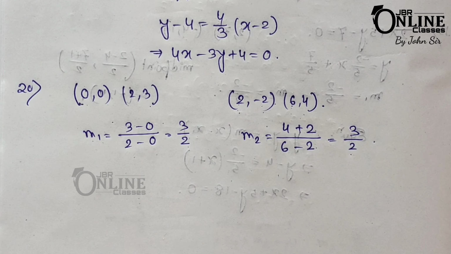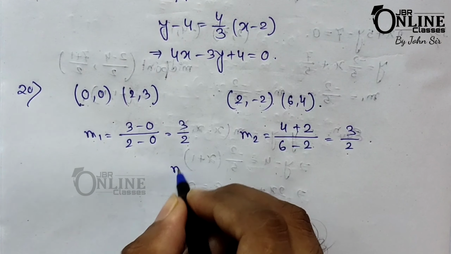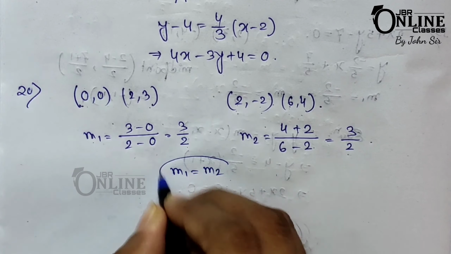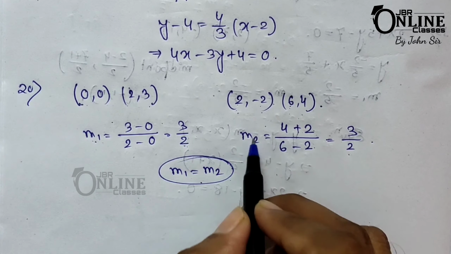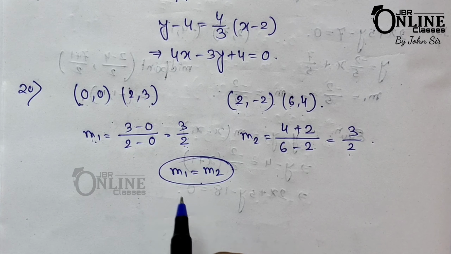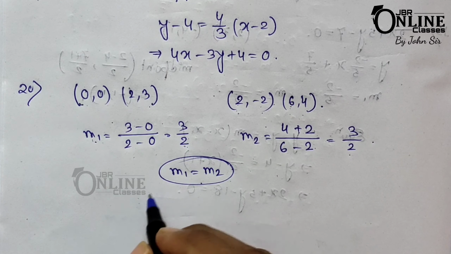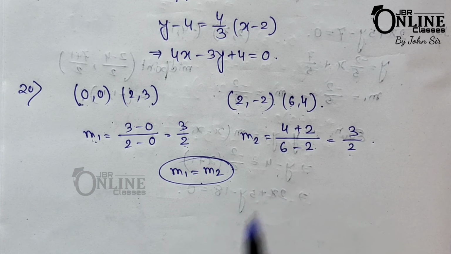Now in the given question you have to prove that these two lines are parallel to each other. Now you know the condition: if two lines are parallel to each other, then m1 equals m2. And as here m1 equals 3/2 and m2 equals 3/2, that means m1 equals m2. So we can easily write from that condition that the lines are parallel to each other, and it's proved.